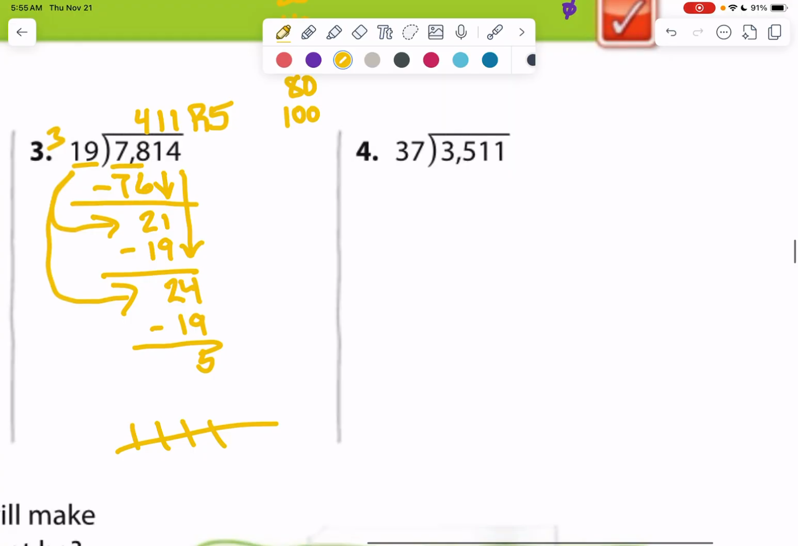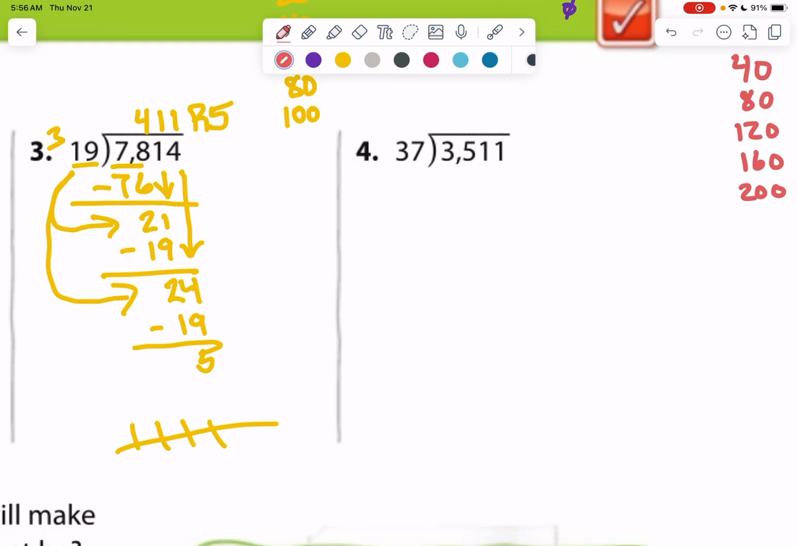There we go. All right, so now we are thinking about how many groups of 37 we can make out of 3,511. And that's another number I would not be comfortable skip counting by. So I'm going to round to 40 and skip count by 40s. So that would be 40, 80, 3 times 4 is 12, 120, 4 times 4 is 16, 160, 5 times 4 is 20, 200. Get the idea?